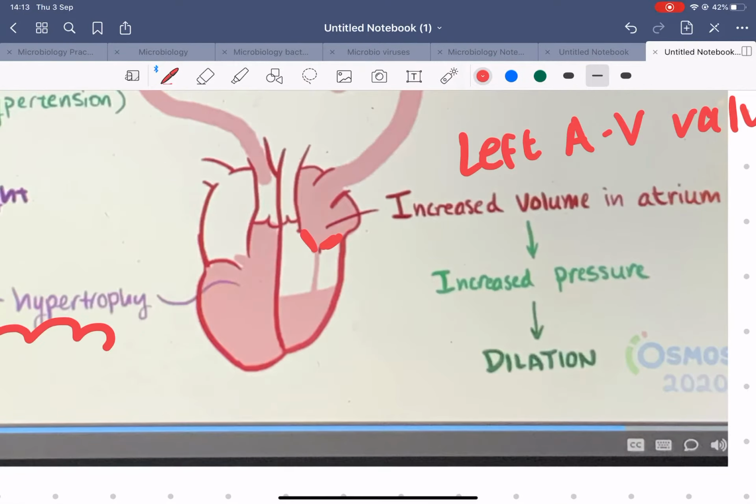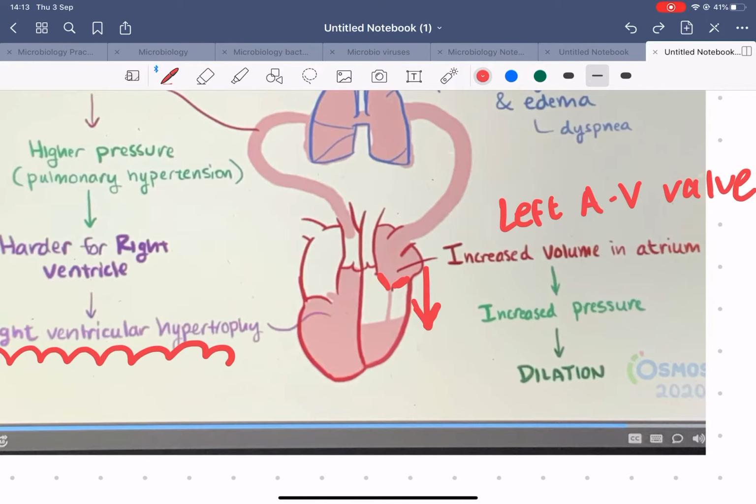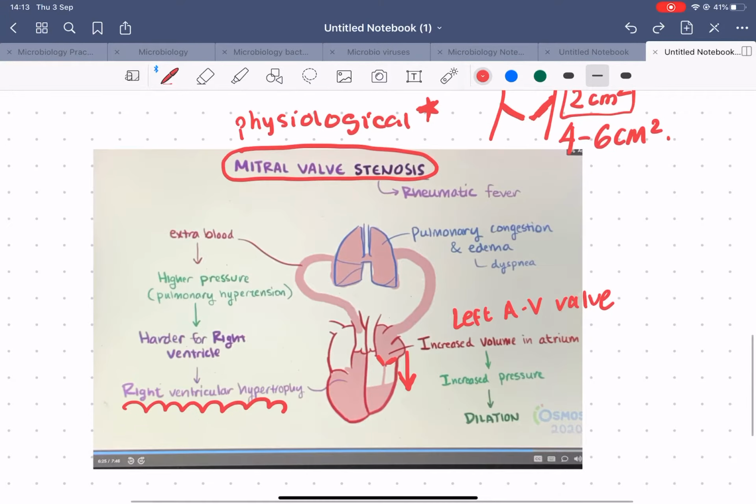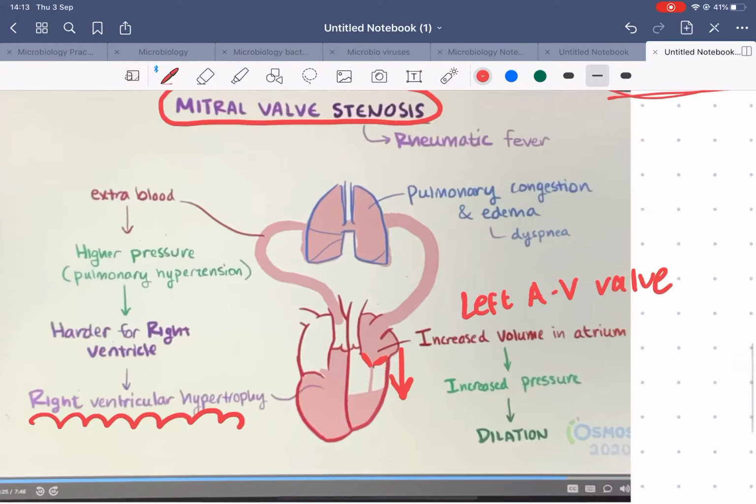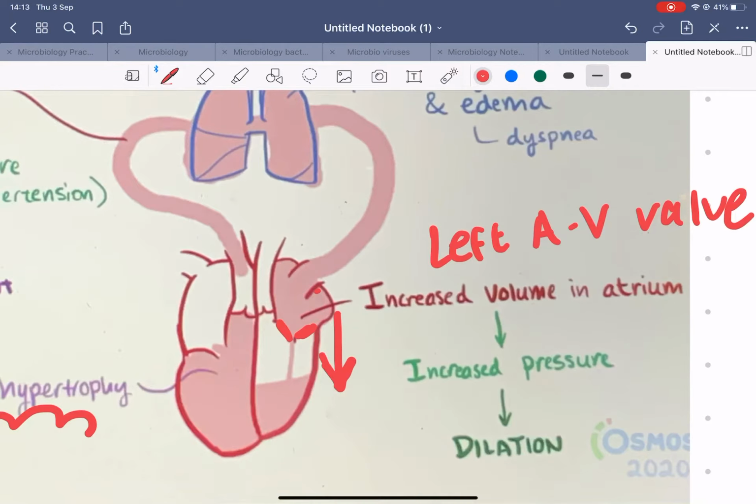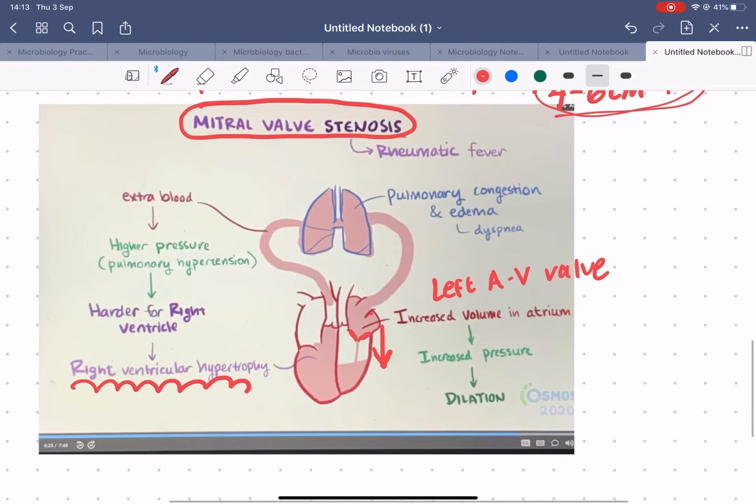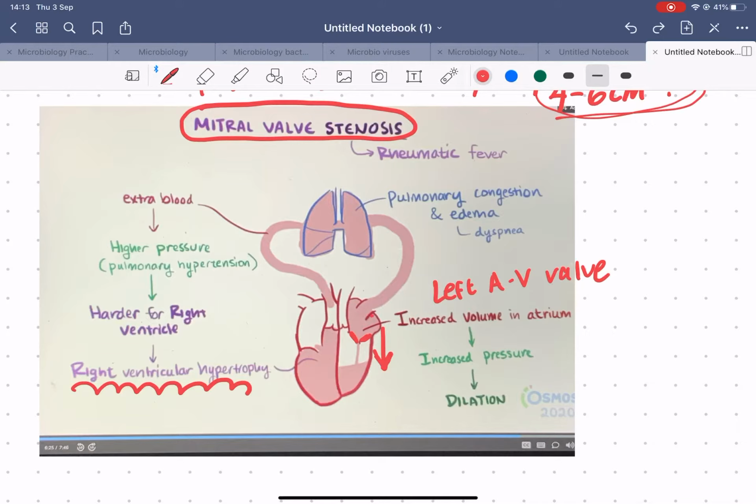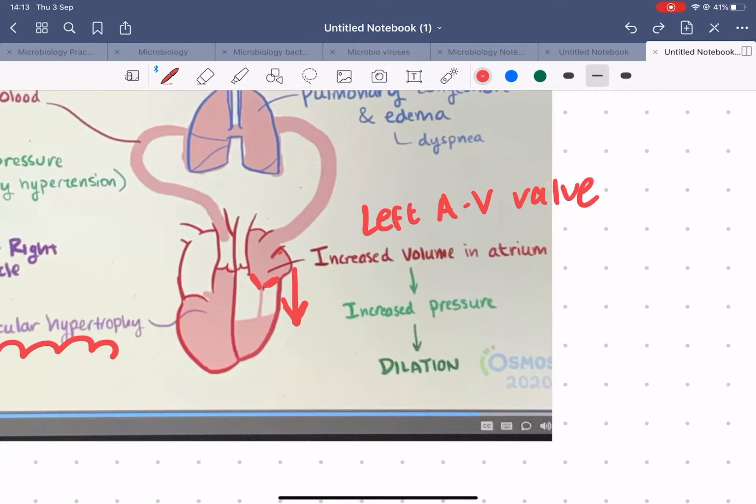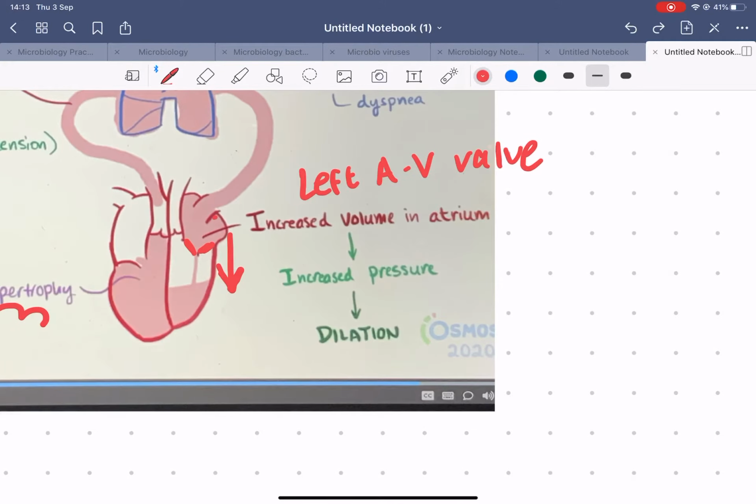Now, what happens is that if there is a narrowing of this valve right here, it's supposed to allow blood to go from the atrium here into the ventricle here. When that's not happening, because there is a stenosed valve, so much so that the opening is only 2 centimeters compared to how big it was before, less and less blood will be able to flow from the left atrium into the left ventricle. And if less and less blood flows into the left ventricle, that means more and more blood will be in the left atrium.